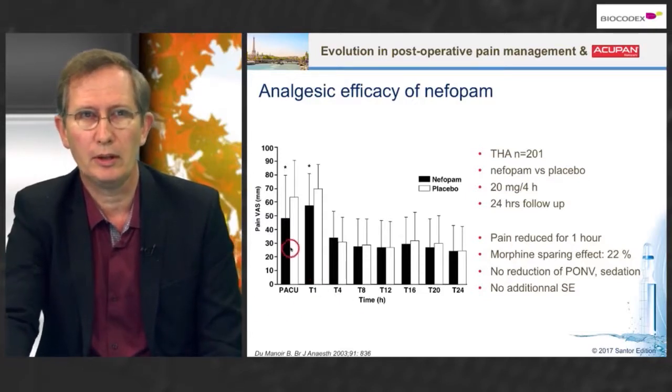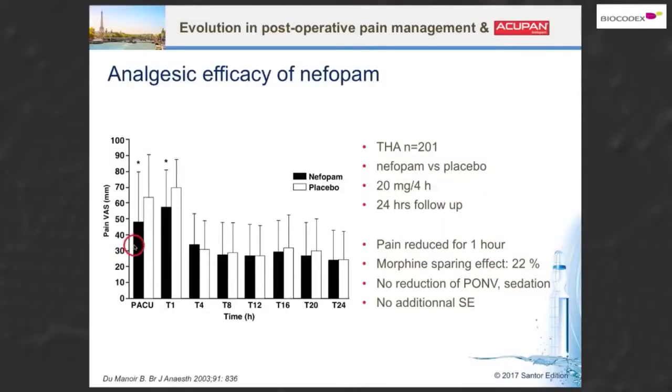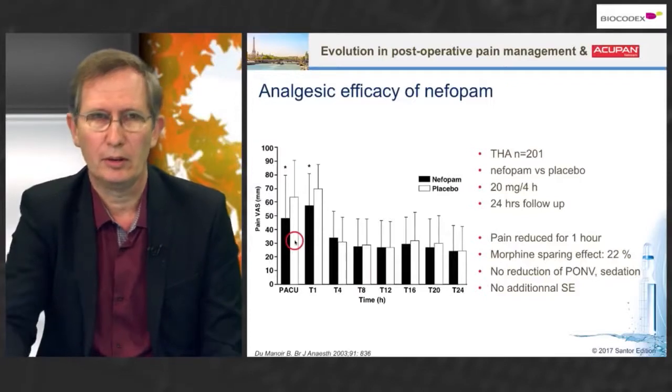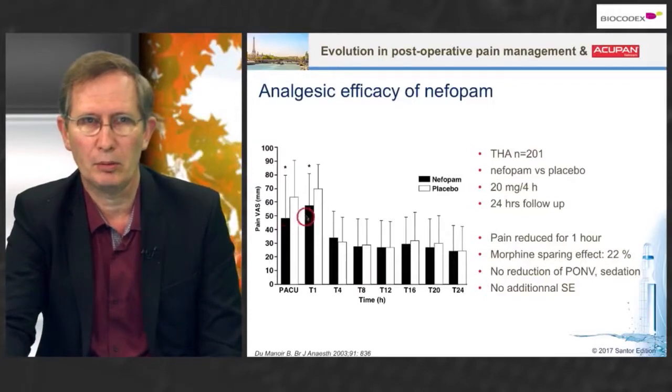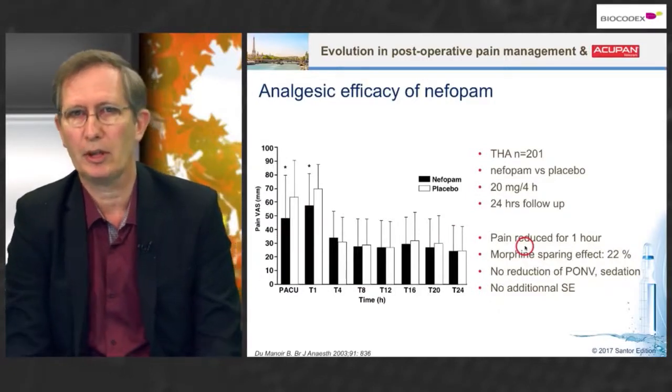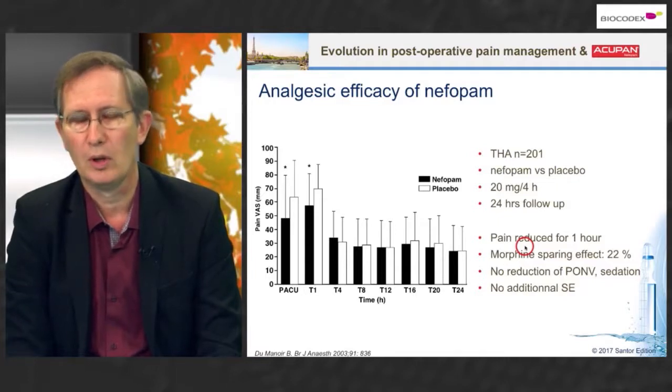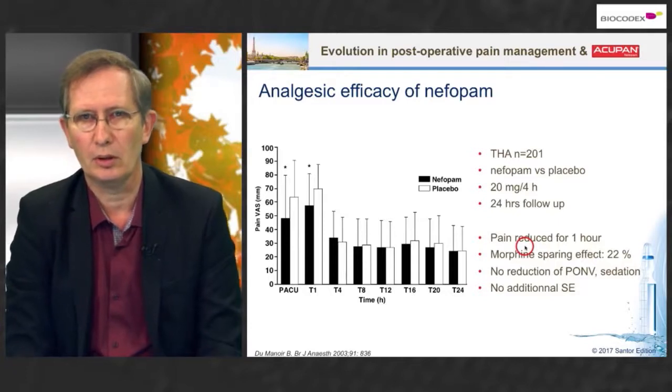And you have here the intensity of pain in black in the group receiving nefopam, in white in the group receiving a placebo. And you see that the clinical impact on pain was limited to the first hour after surgery, but there was on the other side this morphine-sparing effect, which was significant, around 22%, with no impact of this morphine-sparing effect on sedation and nausea.